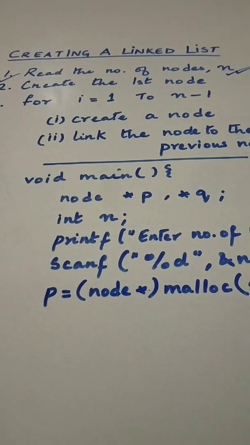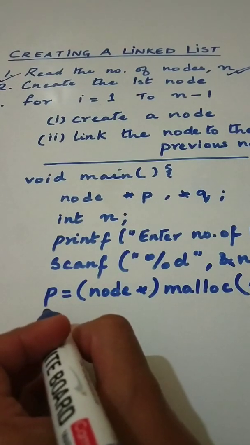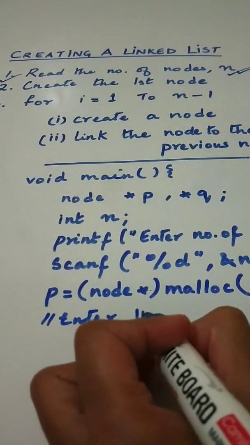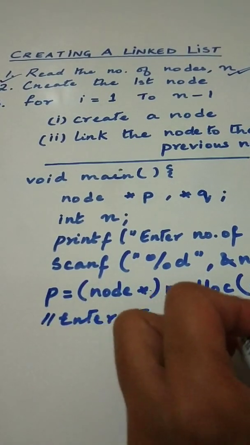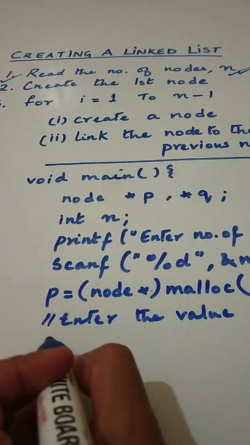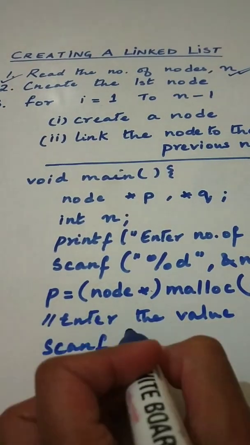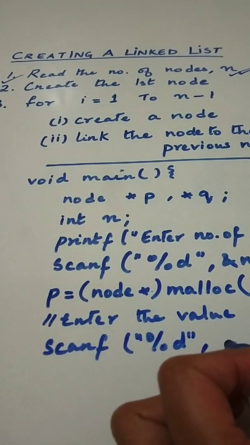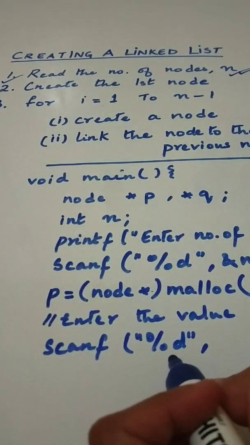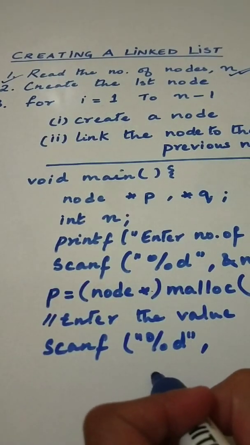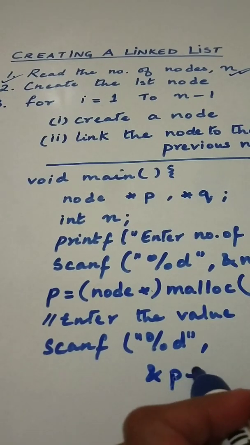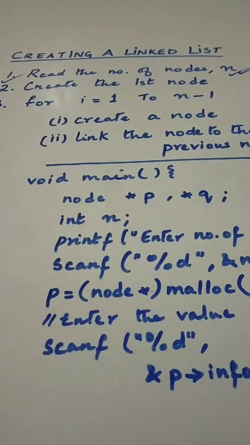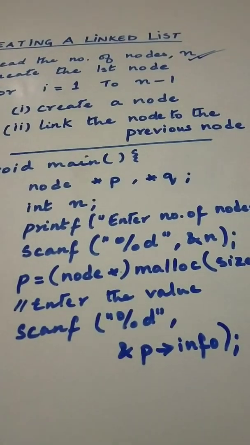Then after this, what am I going to do? I am going to ask the user to enter a value that is to be stored in the node. Printf, whatever you want to do. I'm just going to take in the value. Scanf %d. Where will I take in the value? In P info. I'll just write it below here so that it is readable.